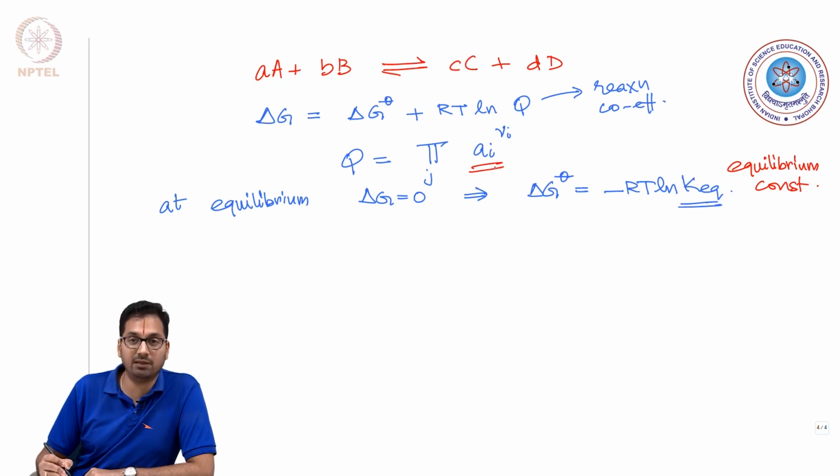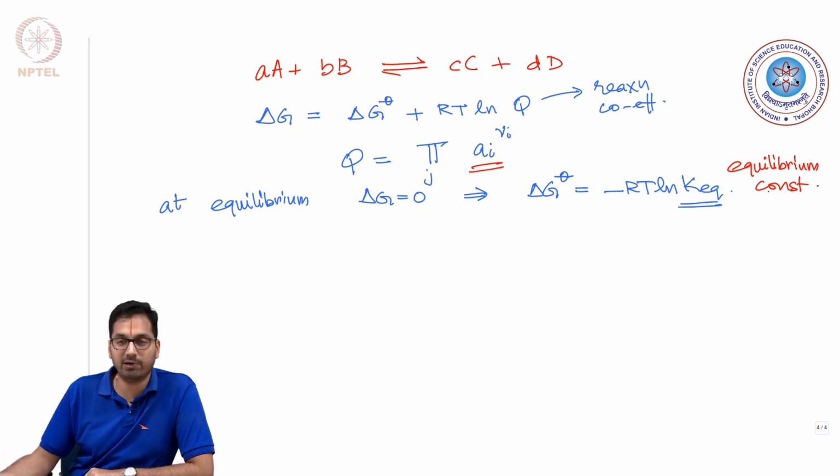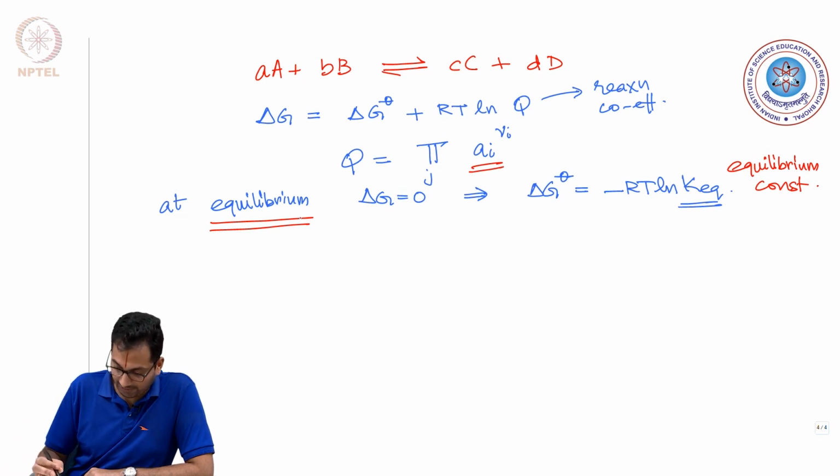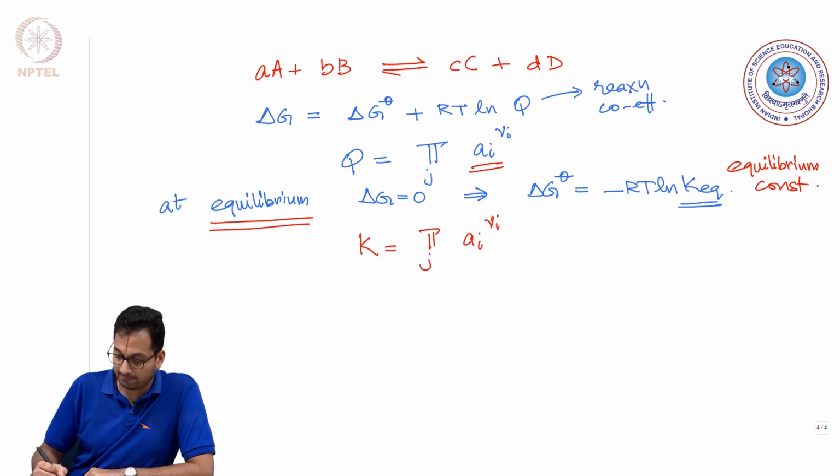What is the difference between the reaction quotient and the equilibrium constant is that as the reaction has not reached equilibrium, Q is determined by the concentration of the various components in the reaction at that given point of time, while after having reached equilibrium, the net concentrations of neither the reactants or the products are going to change. So, the equilibrium constant is determined by taking such a ratio. So, once again K has a similar definition of pi j a_i to the power nu_i, where the reaction has reached equilibrium in this case.